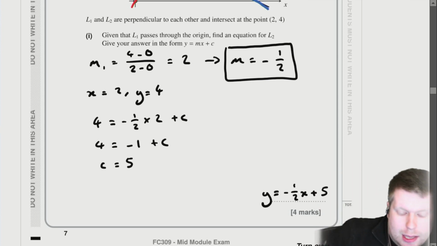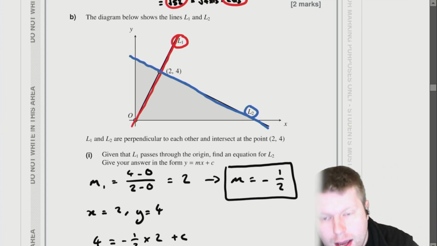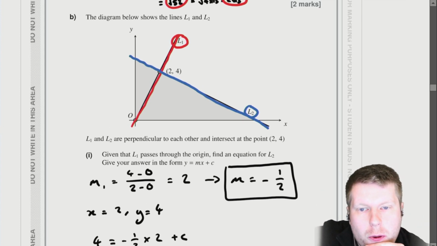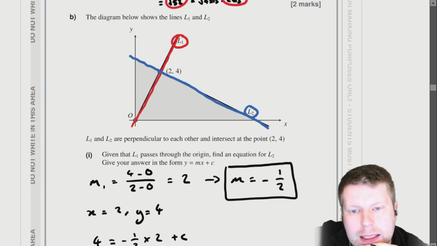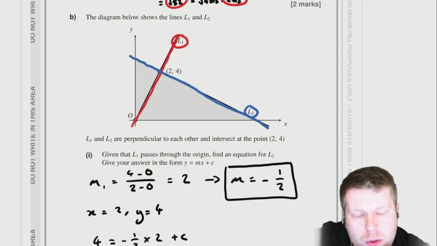And that's a nice and easy 4-mark question, okay? The key to unlocking this question is understanding what this diagram is saying. Again, a lot of people tried to find the equation of L1 and they got completely lost, okay? Read the question carefully. L1 passes through the origin and 2, 4, and you need to find the equation of L2, okay?